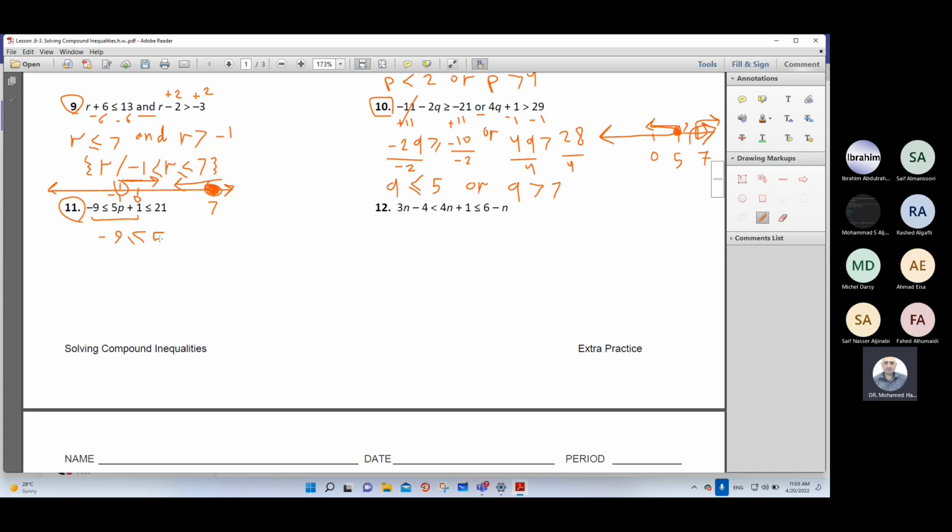5B plus 1, and the second part, 5B plus 1 less than or equal 20.